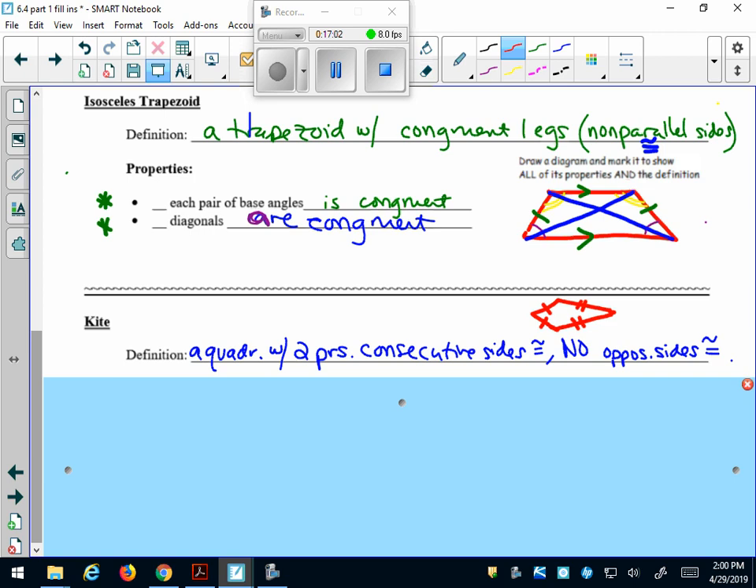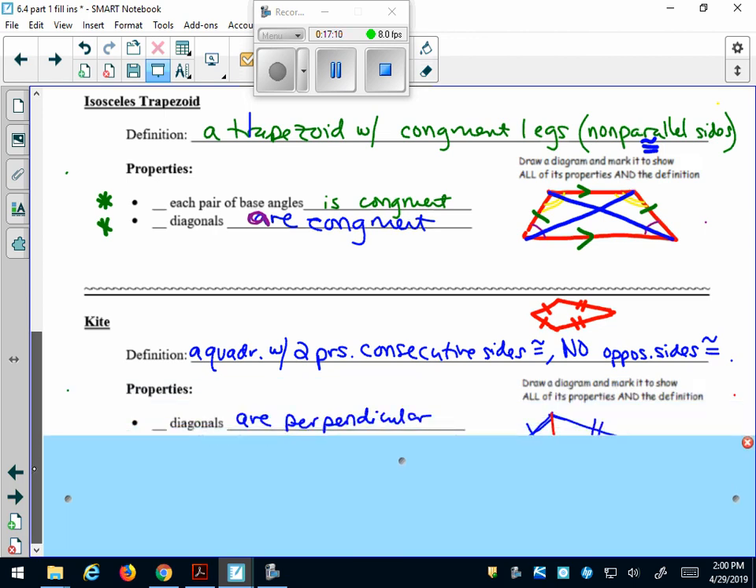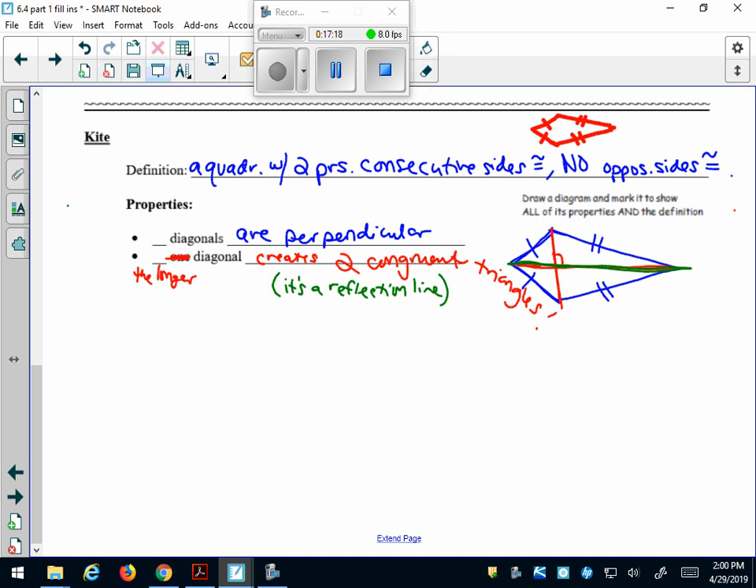So with a kite, there are 2 special properties. The first one is that the diagonals are perpendicular. So when you draw the 2 diagonals of a kite, they will intersect at right angles.